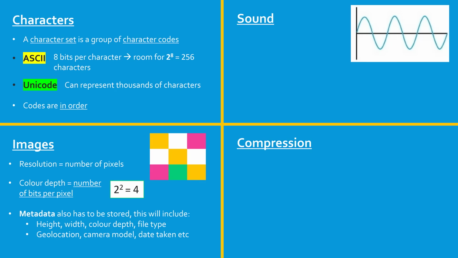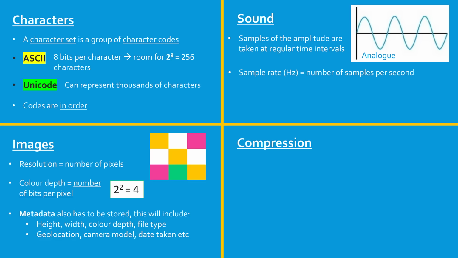When I'm speaking, my voice is leaving my mouth as analog sound, but as it enters my microphone, it is converted into digital sound by my computer taking samples of the amplitude, the height of the wave I'm speaking, and this is done at regular time intervals. And the time intervals are dictated by the sample rate, which has the unit hertz. This is the number of samples taken per second. The bit depth, essentially the same idea as the color depth, just for sound, is the number of bits allocated to each sample.